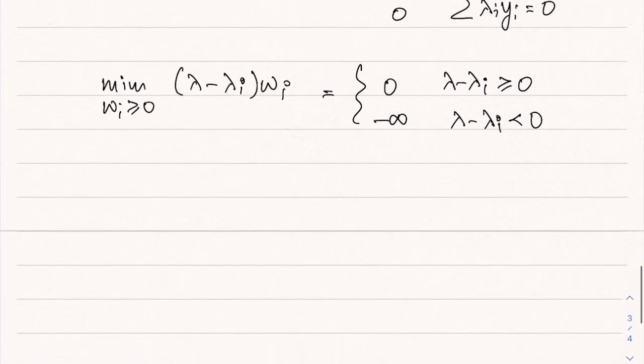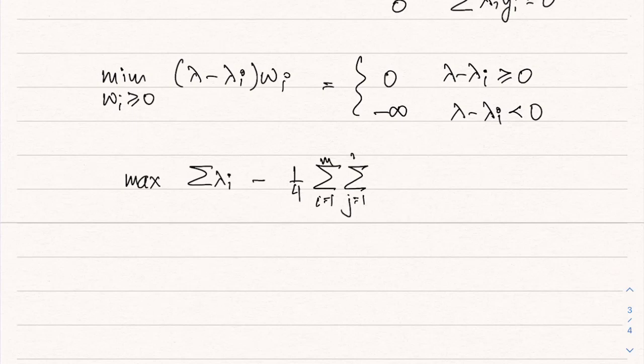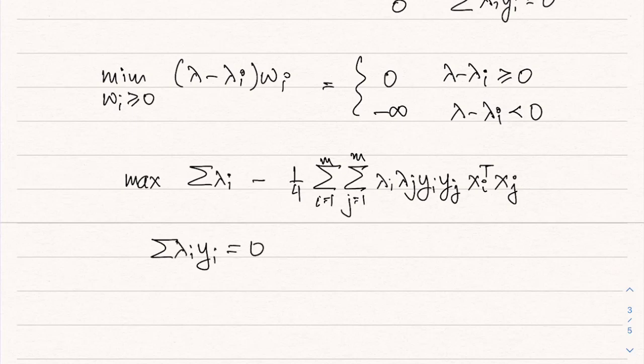So combining all of these, we obtain the dual problem as maximization of summation of lambda_i minus 1 by 4 summation over i equal to 1 to m, j equal to 1 to m, lambda_i lambda_j y_i y_j x_i transpose x_j, subject to the constraint that summation of lambda_i y_i is equal to 0 and lambda_i is between 0 and lambda. So this is the dual of the SVM formulation.